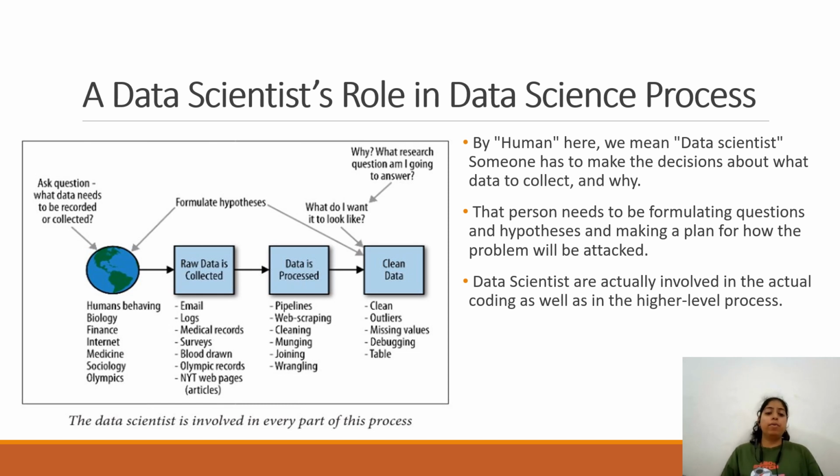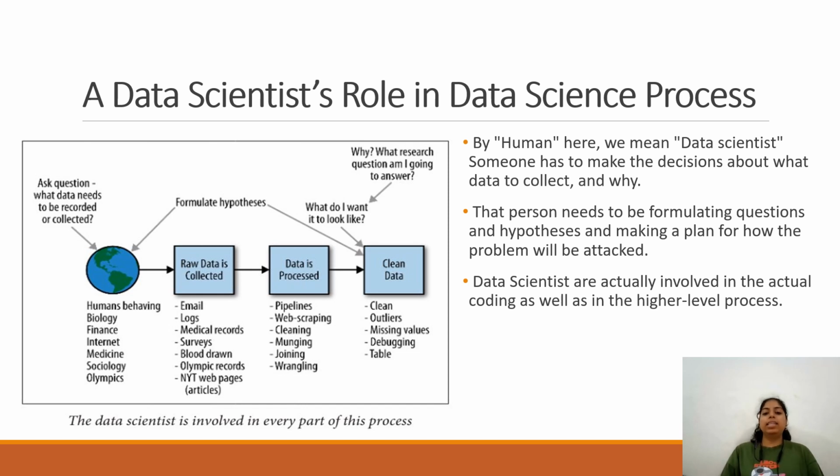Data such as human behaviors from biology, from finance, from the internet, from medicine, from sociology, from Olympics. Once the raw data is collected, like from emails, from logs, medical records, surveys, blood drawn, Olympic records, New York web pages, articles, the data is processed through pipelines: web scraping, cleaning, bundling, joining, wrangling.